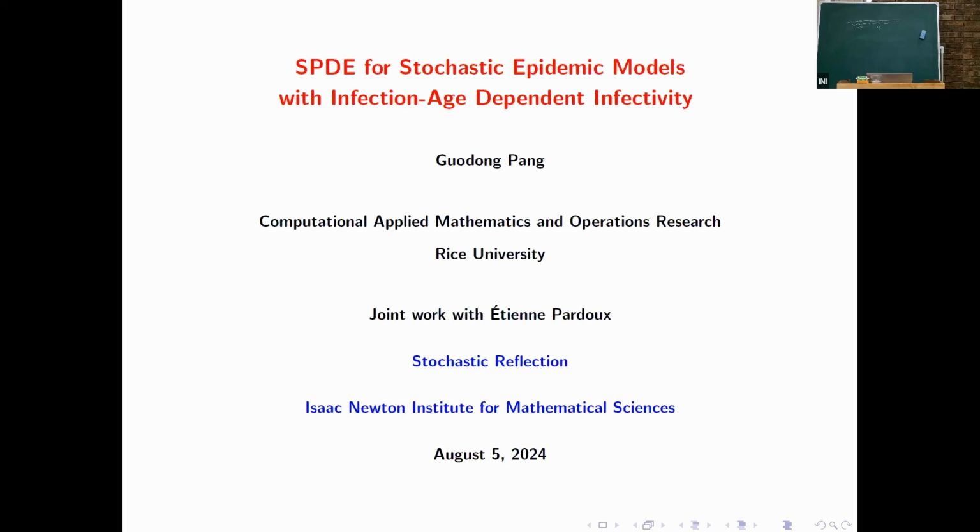Thank you for the opportunity to speak at the workshop. This is joint work with Etienne Pardoux. During the pandemic, a lot of us have probably heard of compartment models, ODE and PDE models, and we have taken an individual-based approach. We start from a stochastic individual-based model, and then prove scaling limits and establish the PDE and SPDE limits.